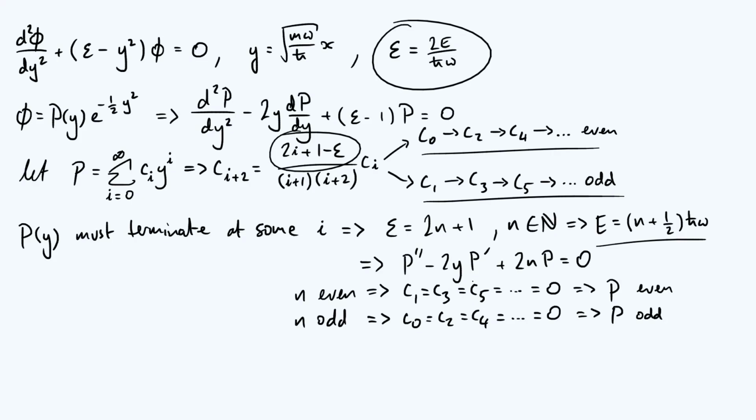So in the next video, we are going to be focusing on this P double dash minus 2y P dash plus 2nP equals 0 equation. I'm going to introduce something called Rodrigues' formula, which is a very neat way of writing the solutions to that equation in a way that doesn't involve power series. I'm going to prove Rodrigues' formula, and then we'll work towards finally writing the overall solution to the quantum harmonic oscillator.